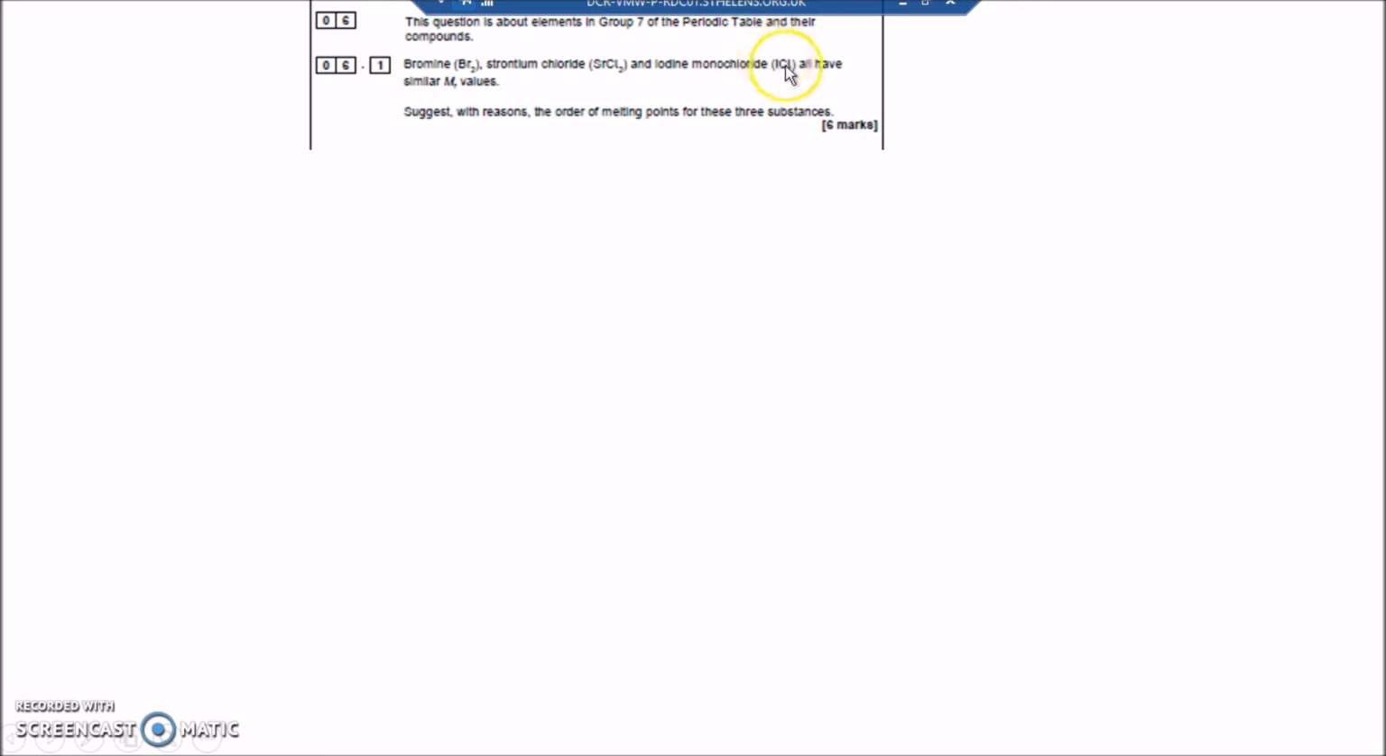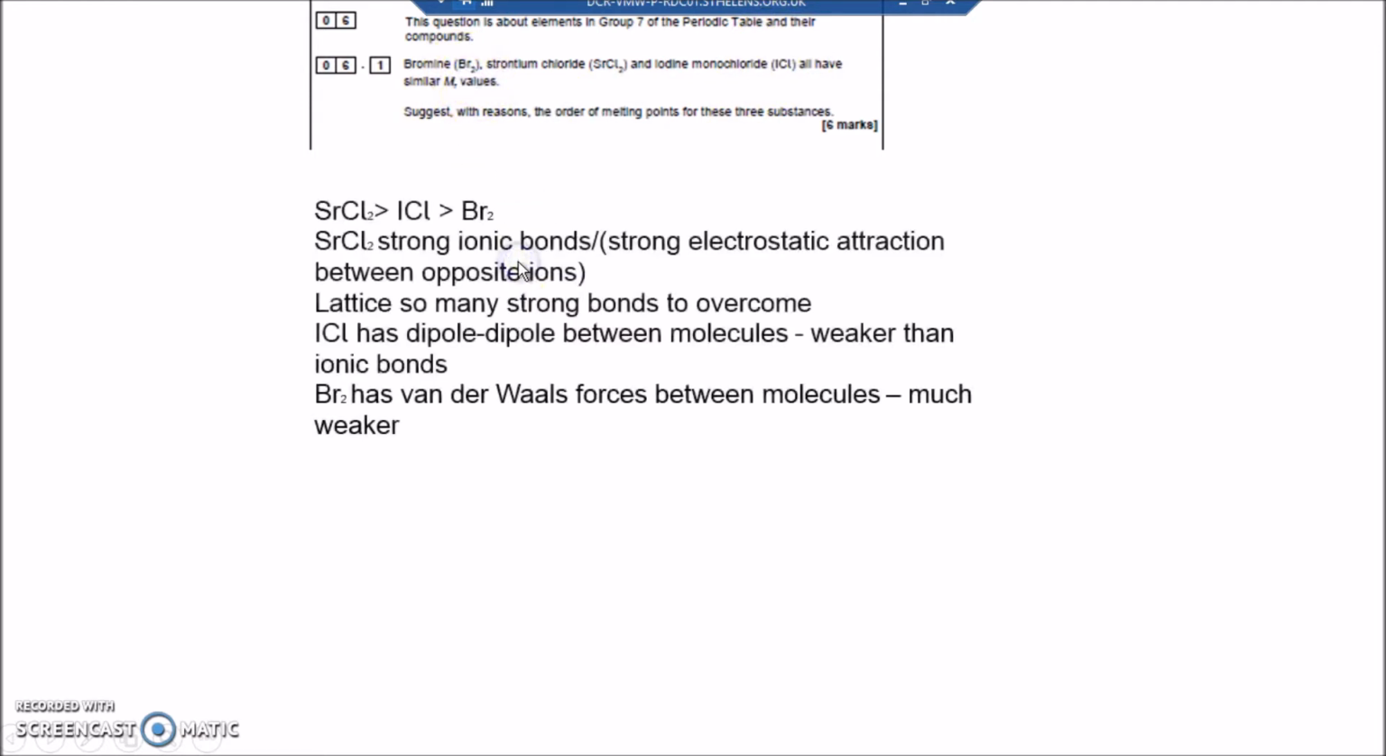delta pluses and delta minuses, delta plus on the I, delta minus on the Cl, and so those polar bonds will create dipole-dipole attractions between the molecules, intermolecular bonds, so I have relatively strong intermolecular bonds, whereas Br2 is just molecular, with van der Waals bonds, weaker, and therefore the lowest boiling point.